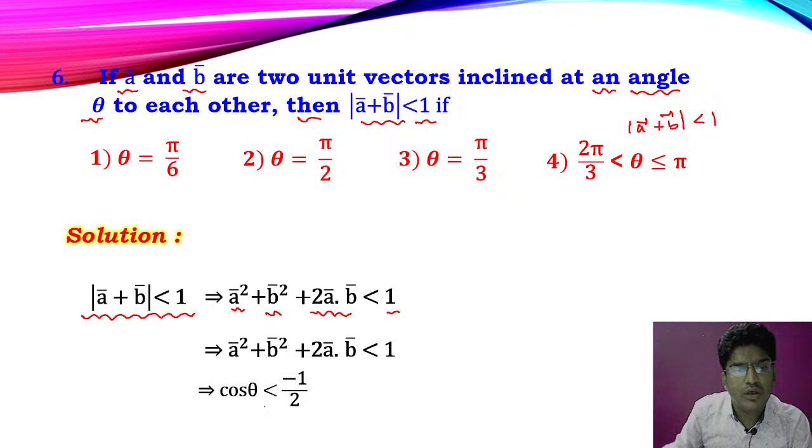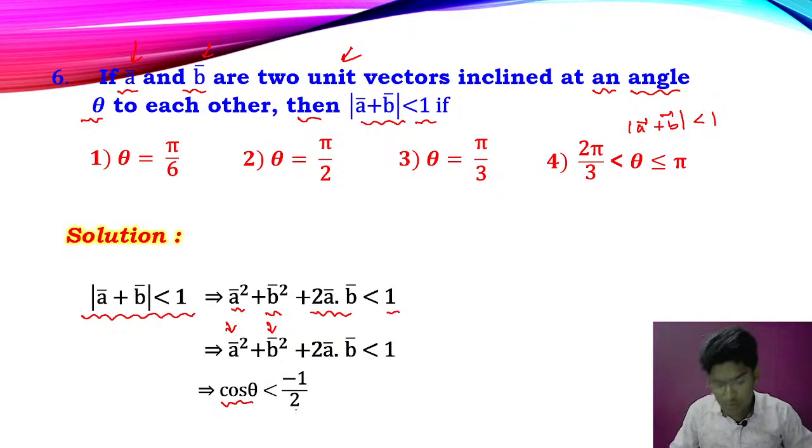That means cos theta is going to be lesser than or equal to minus 1 by 2, because A and B are two unit vectors. Therefore vector A squared is 1, vector B squared is 1, and 1 plus 1 is 2. Take the 2 as common, take 2 to the other side, 1 minus 2 will be minus 1. So cos theta is equal to minus 1 by 2.